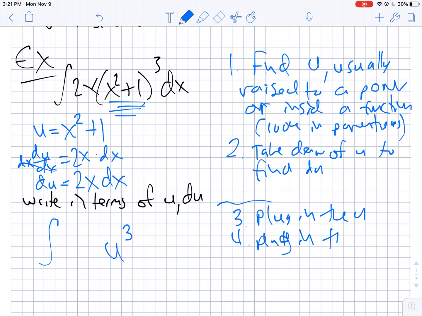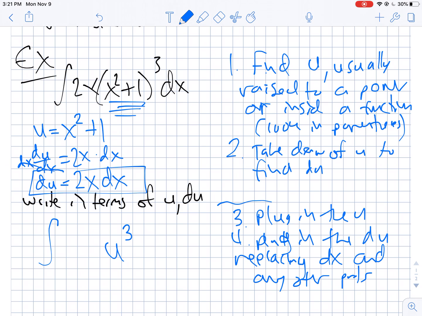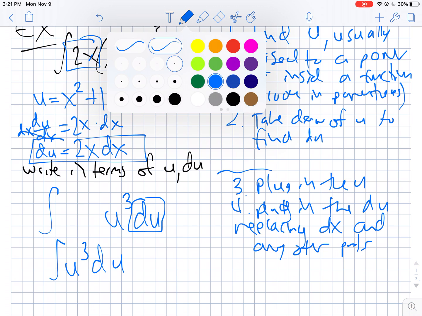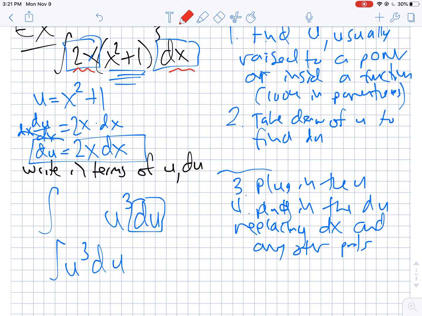And then the fourth step is I'm going to put in the du. So I'm going to plug in the du by replacing the dx and any other parts that match. What we've said is du equals 2x dx. So we're looking for somewhere where we have a 2x and a dx. So we have a 2x and dx. Those are both going to be replaced because they're all multiplied, right? Everything's multiplied together here. 2x times dx is going to be replaced just with a du. So that's this part. What that's done is I've rewritten the integral as u cubed du. So the 2x dx became the du, and the x squared plus 1 cubed became the u cubed.